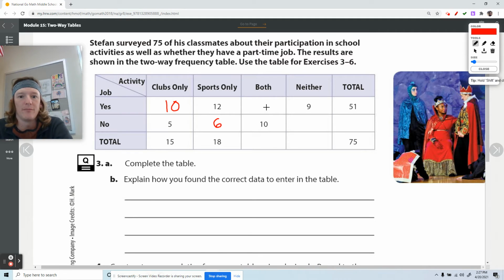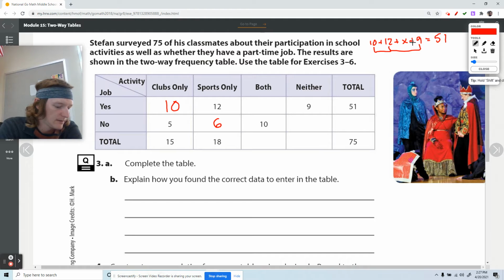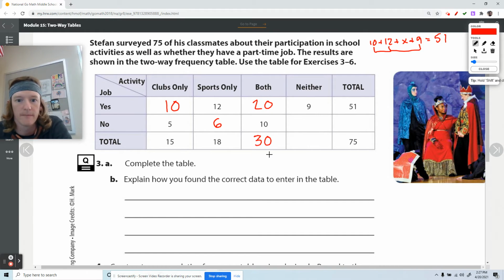This top middle box, I know that 10 plus 12 plus x plus 9 equals 51. Let's put all these together. 12, 10, and 9 makes 31. So 51 minus 31, this will be 20. 20 and 10 makes 30.